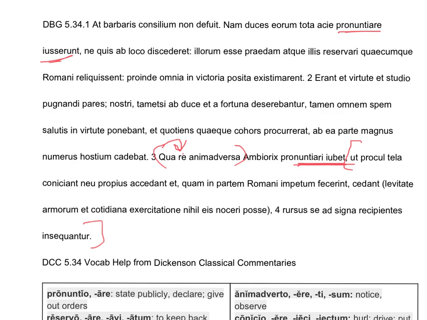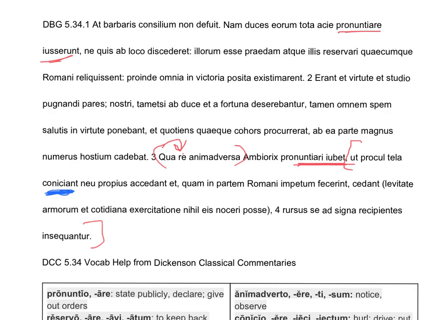Ut, procul, boring adverb. Tela, weapons. Nominative or accusative plural. I doubt that the weapons are going to do anything. They're probably the direct object. We will keep going. So he orders it to be announced that something about the weapons. Oh, coniciant, how convenient. He wants the guys to toss the weapons. So here's one subjunctive verb that he announces. We're going to make that blue. He says, hey guys, throw your weapons from far away.